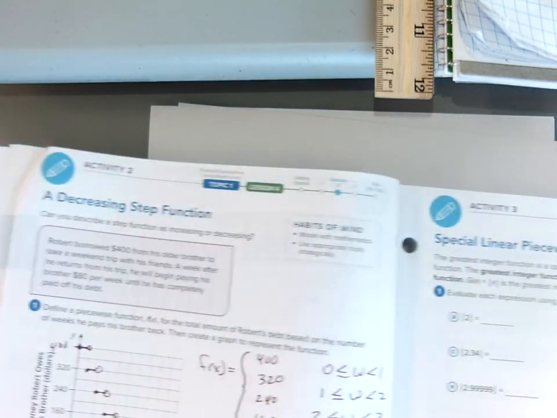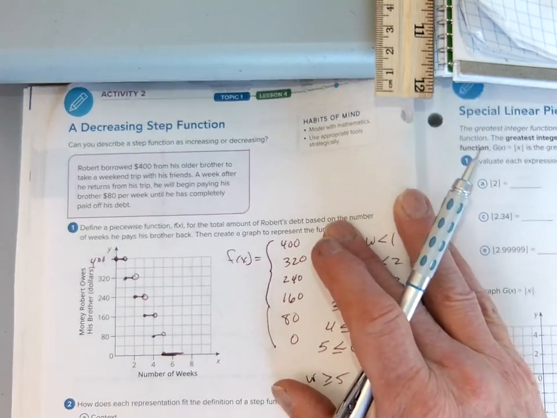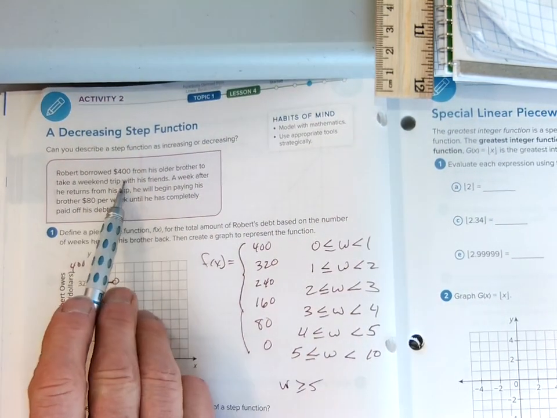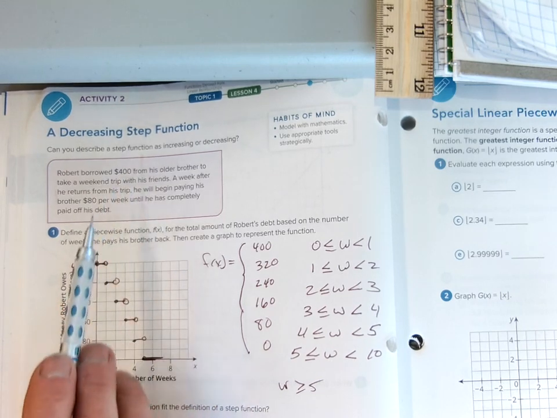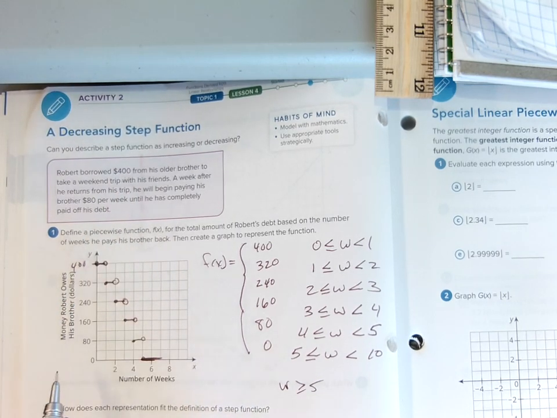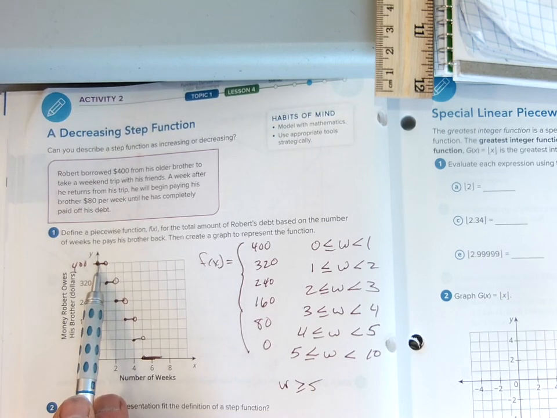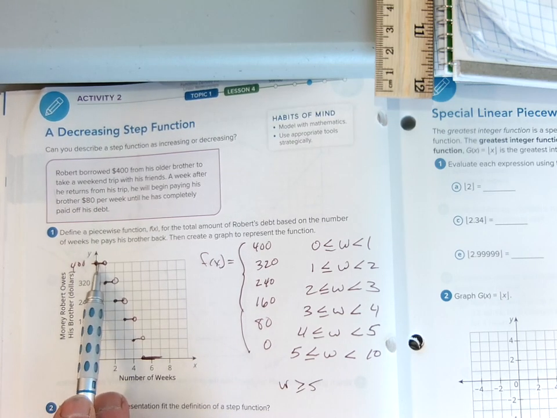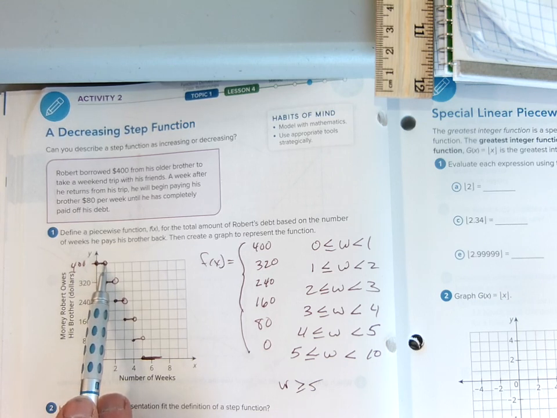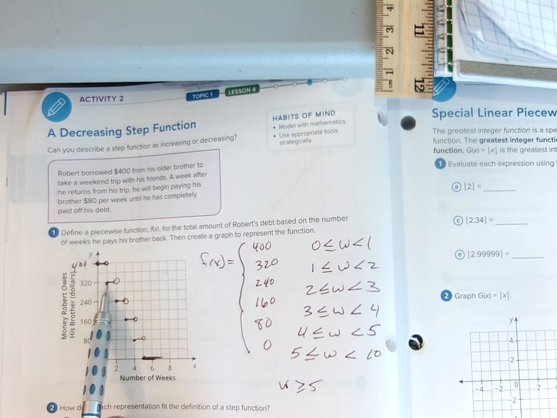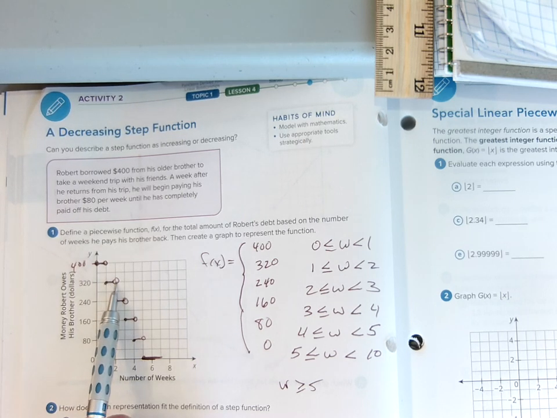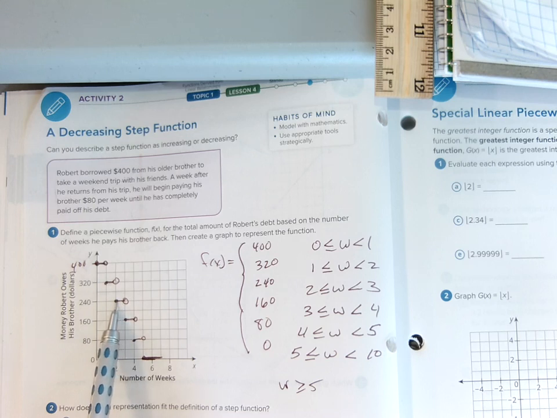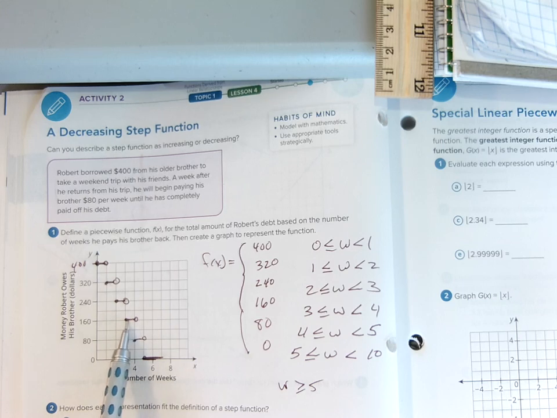All right, now, this one is a decreasing step function. Turns out that Robert borrowed $400, and he's going to pay $80 per week. So, 400, but then he pays. So all of this is like the days of the week, whether it's Monday, Tuesday, Wednesday, Thursday, Friday, he still owes 400 until he pays. Then it jumps down. So this whole week he still owes $320 until he pays and it jumps down. This whole week he still owes 240, but then he pays, it jumps down. This whole week he owes $160, but then it jumps down until he's paid off.